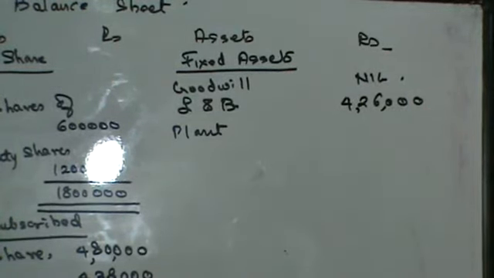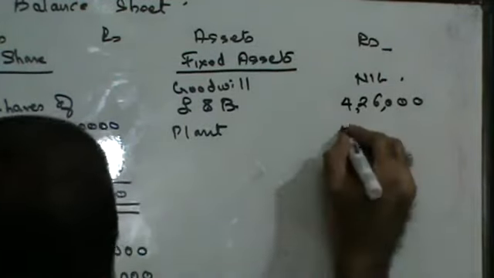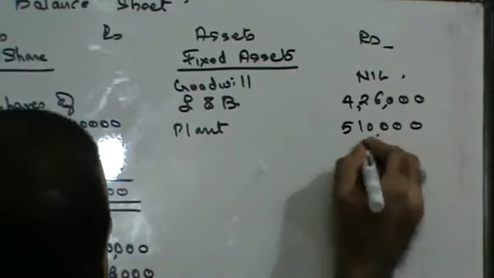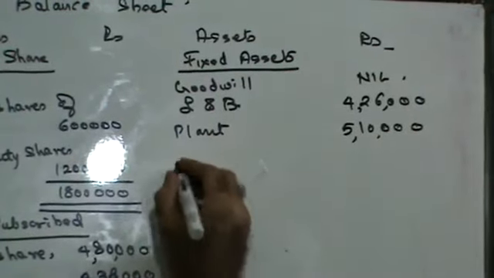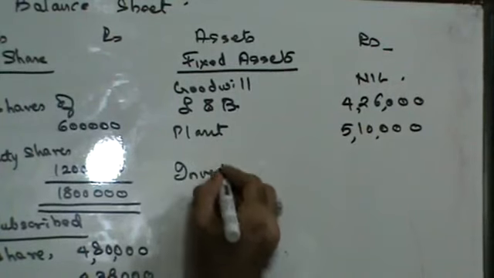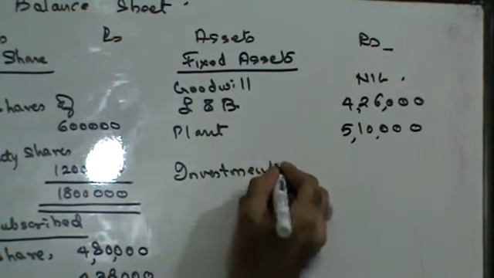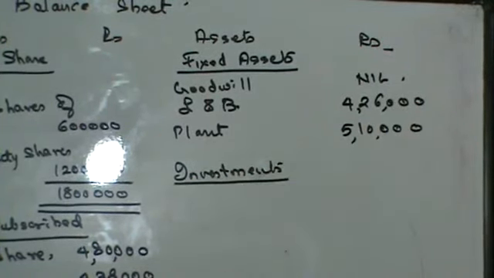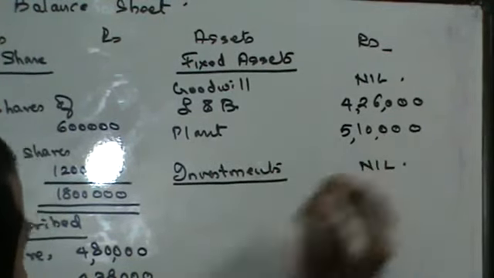Plant is 5,10,000. And do we have plant here, guys? No, we don't have plant. So plant as it is, 5,10,000. Right? Then you have investments. Investments in subsidiary company were 1,50,000 on the credit side, sold, so nil.